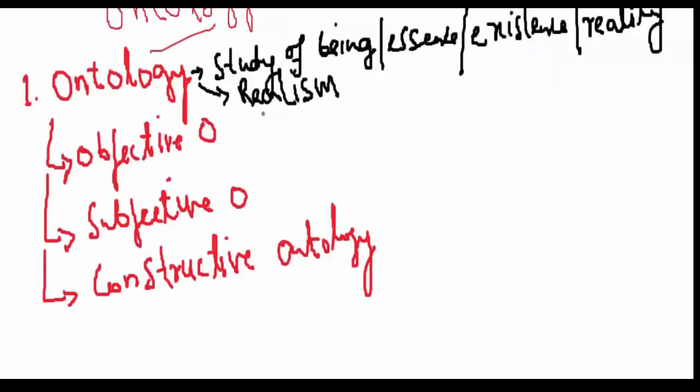So let's talk now about the first thing, the ontology. It's a Greek word which means nature of being, or the study of being. It's about realism. So what is realism? It's about the existence, it's about the reality, it's about the essence.